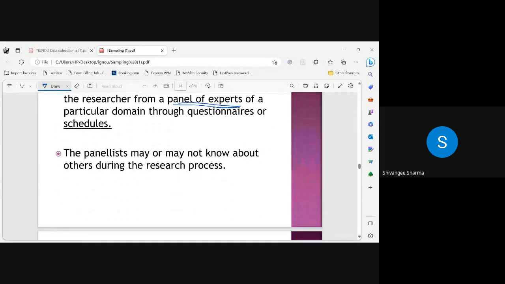The panelists may or may not know about others. There is a choice. If you want, your panelists may know each other, and if you don't, they do not know each other during the research process.